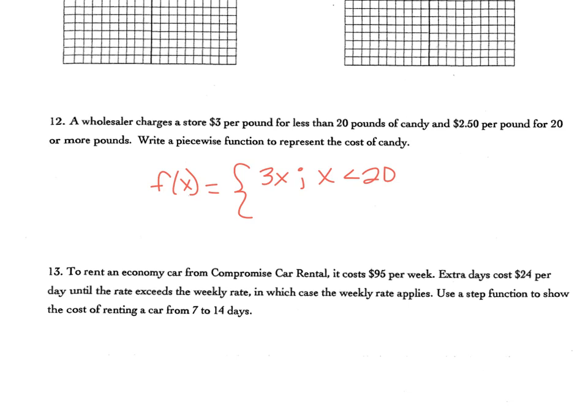Okay, let's do the other part. So it's $2.50 per pound, so 2.5x. You could put 2.50, it doesn't matter. So 2.5x, semicolon. My semicolons look like J's. But for when 20 or more pounds, so that would be x is greater than or equal to 20. All right, there's your piecewise function.